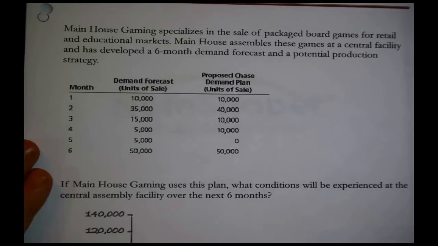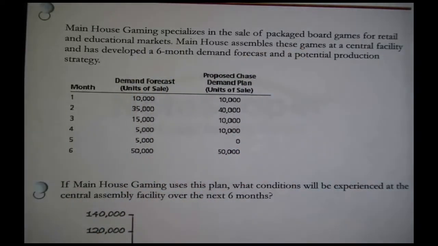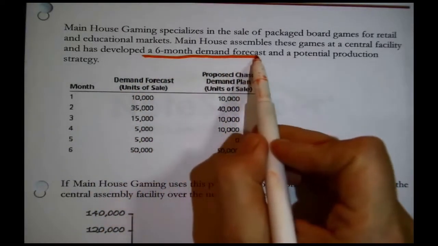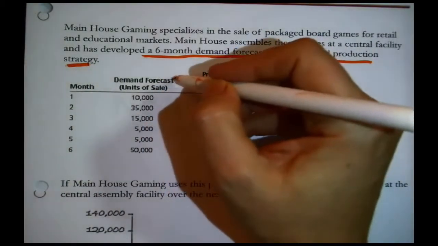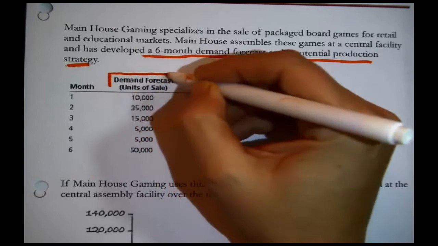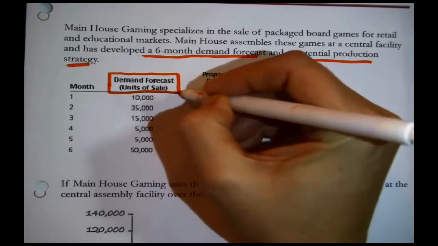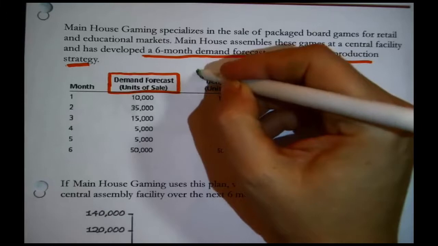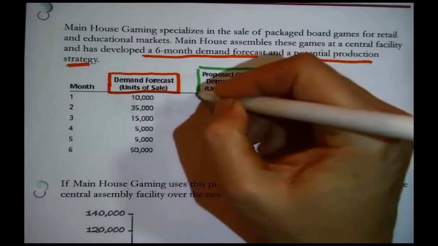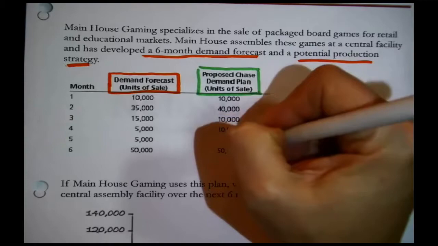Let's look. Main House Gaming specializes in the sale of packaged board games for retail and educational markets. Main House assembles these games at a central facility and has, notice this, developed a 6-month demand forecast and a potential production strategy. We have a forecast of demand over the next 6 months. And notice with this particular scenario, we already have a plan. Somebody has proposed month by month what exactly we should do to meet this forecast.